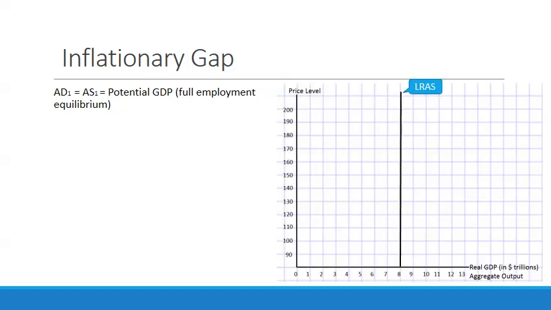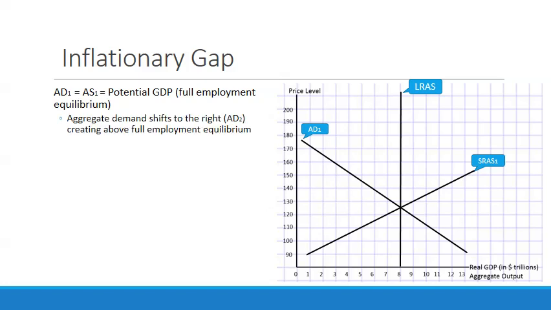So let's look at this inflationary gap and see how it looks visually, what's really happening. So remember that potential GDP is when the three of these mix together. So that's when they're all equal, and that's when full employment equilibrium occurs. So that is this situation here. So this is where we originally start. Now aggregate demand shifts to the right, creating above full employment equilibrium right here. So now we have a situation in which we've seen a rightward shift in aggregate demand, and we have a new above full employment equilibrium.